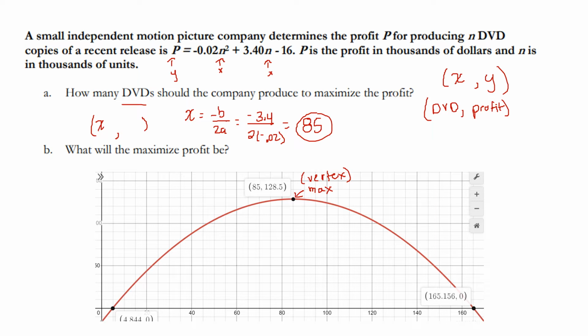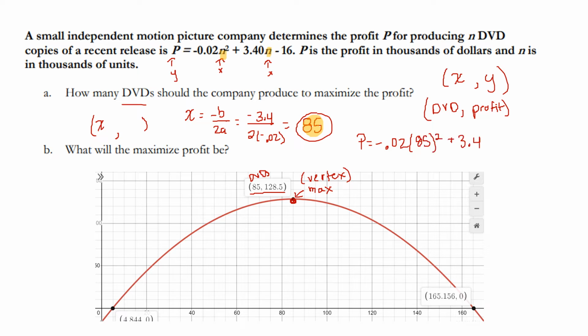Okay, so that is how we find it by hand, or you can always look at the graph. You can look at the maximum that way. All right, so this is 85 DVDs. If you were going to find the maximum profit by hand, you're going to take that 85 and plug it in for the number of units of DVDs. So we're going to plug it in for these N values. We're going to come back over here and say that profit is equal to this equation, but now we're plugging in 85 for the number of units.